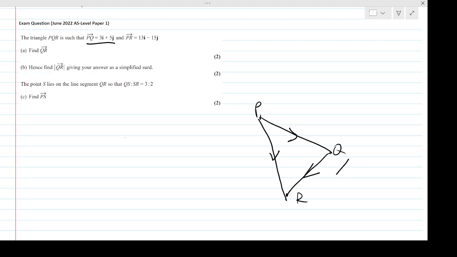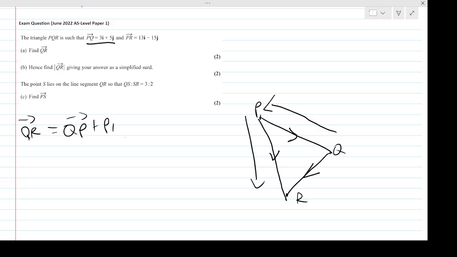So to get from Q to R, I can't do that directly because I don't have the vector or the information for it. But I can go the other way. I can go from Q to P and then P to R. So if I use my diagram, which is why drawing a rough diagram is very handy to spot this, Q to R is going to be instead Q to P and then P to R.